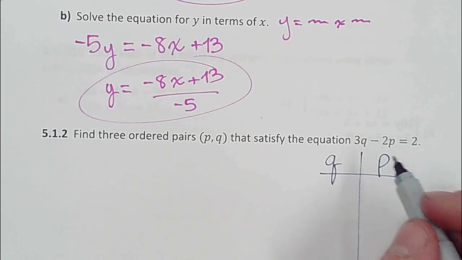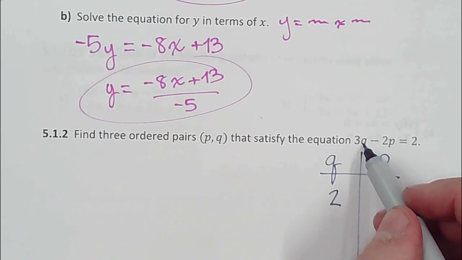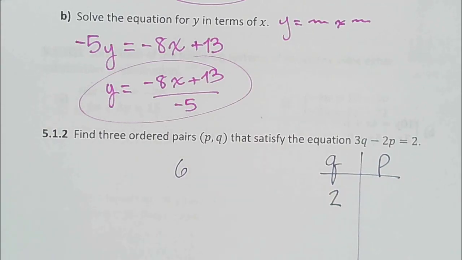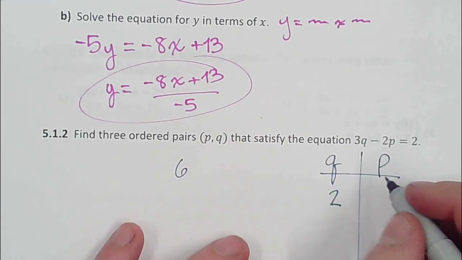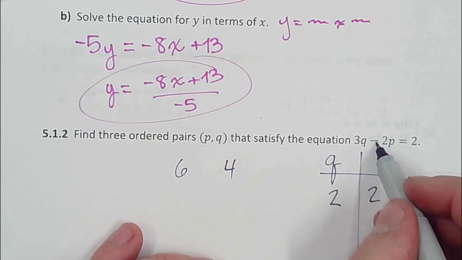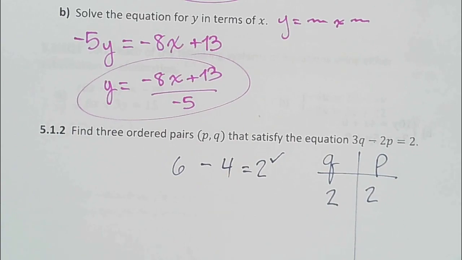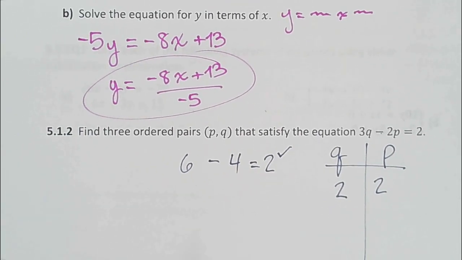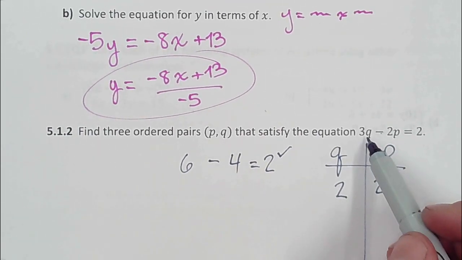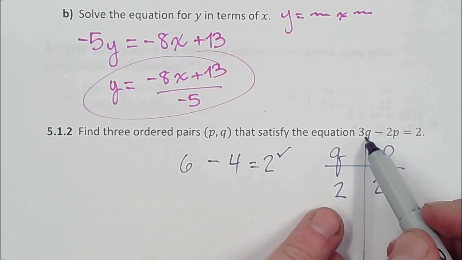Well, if I plug in 2 for q, that means 3 times 2, which is 6. And if I plug in 2 for p, I get 2 times 2, which is 4. And of course, we're supposed to subtract them, and that would get me 2. So this is a valid solution. Another solution I can get, right? This is kind of like multiples of 3. 3 times 1 gets me 3. 3 times 2 gives me 6. That's what we just used.